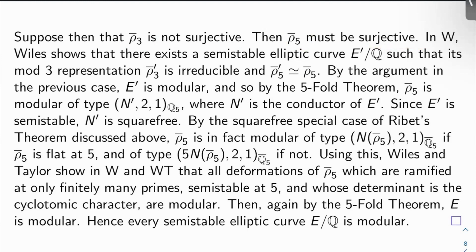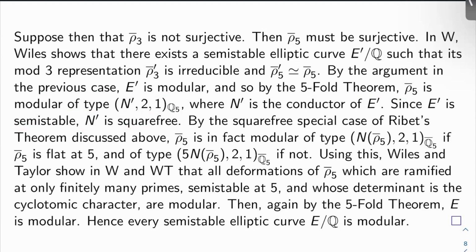In Wiles' paper, he shows that there's a semi-stable elliptic curve E prime over Q whose mod 3 representation, rho bar prime 3, is irreducible, and whose mod 5 representation, rho bar prime 5, is isomorphic to rho bar 5. We'll be talking about this later, I think, in chapter 16 of my notes. By the argument in the previous case, so just to port the argument we just went through to this new setup, you find that E prime is modular. And so by the fivefold theorem, rho bar 5 is modular of type N prime, 2, 1 over Q bar 5, where N prime is the conductor of E prime. Okay. Since E prime is semi-stable, N prime is square free.